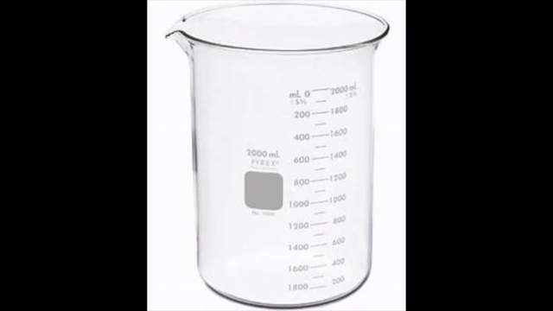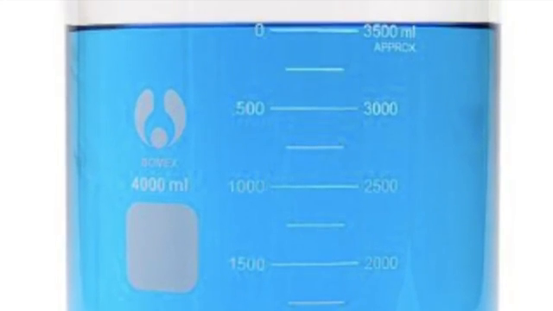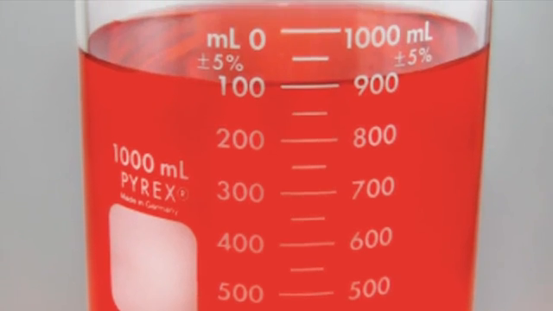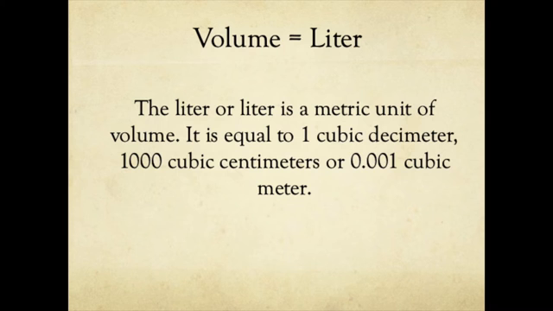Now you should recognize this as a beaker, and of course we use beakers to measure liquid volume. If we take a look at 1 liter, the dimensions are 10 centimeters by 10 centimeters by 10 centimeters. So the liter, as we know it in the metric unit of volume, is equal to 1 cubic decimeter, 1,000 cubic centimeters, or 0.001 cubic meter.